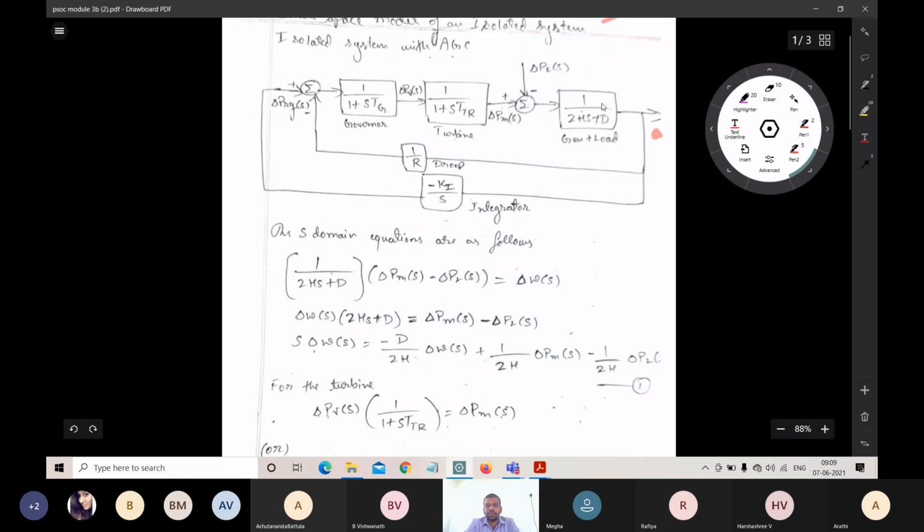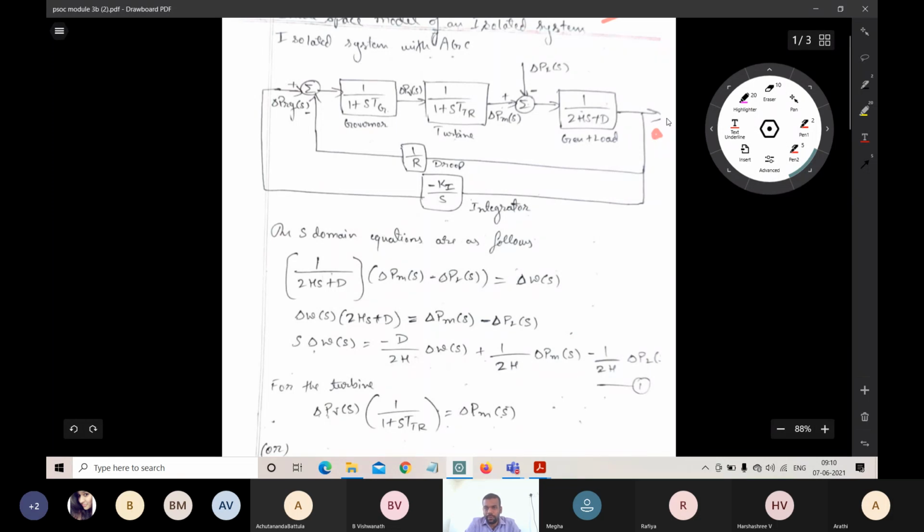For now, consider the generator plus load. We are calculating the different control formulas for each and every block: first the generator plus load, then the turbine model, then the governor model, and finally the whole model. We are calculating stepwise. So now, the transfer function for generator plus load.